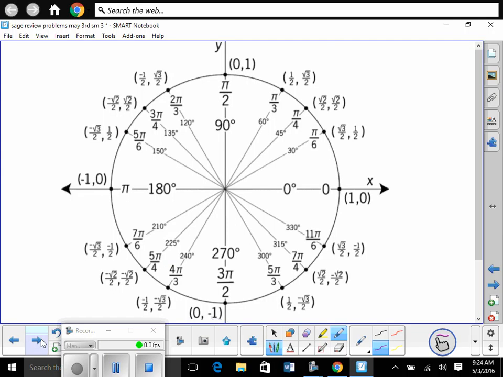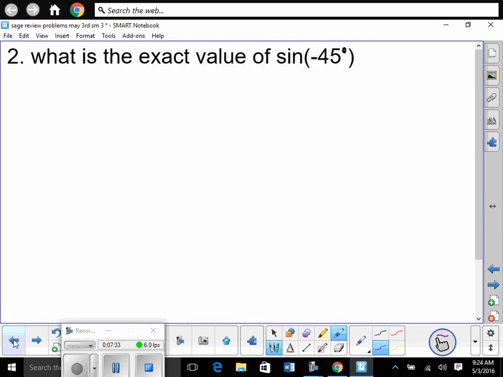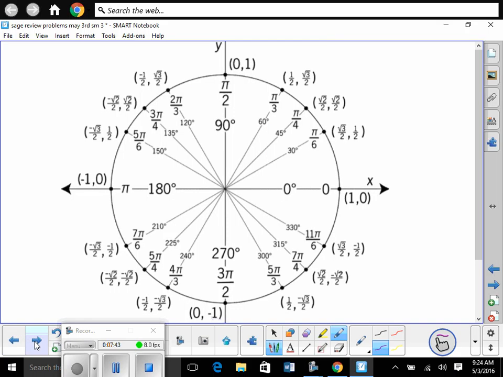Okay, so let's answer the question. There's the unit circle all completely filled out. What is the exact value of sine of negative 45? Can we go positive direction and negative direction? Yeah, on the unit circle. So we're going to look at this unit circle. Positive 45 is going up 2 tick marks, right? Let's go in the negative direction, negative 2 tick marks.